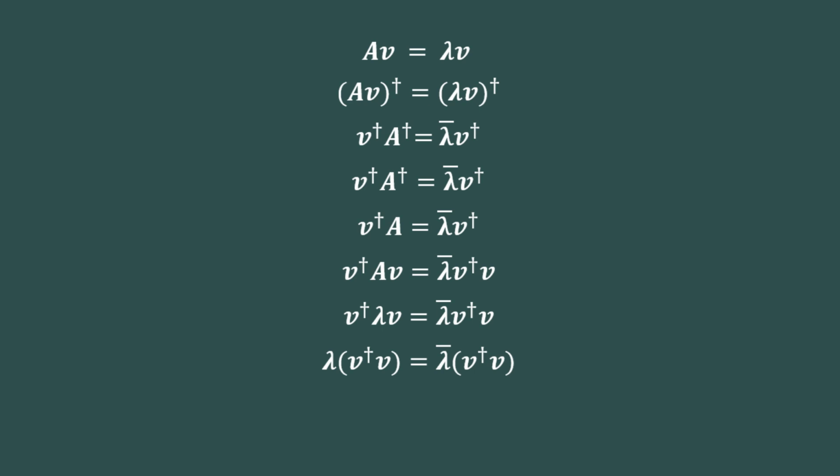Here's the key insight. The term, the conjugate transpose of v times v, is simply a scalar, representing the inner product of v with itself. This scalar is always real and positive since v is a non-zero eigenvector. So, we can safely divide both sides of the equation by this scalar, leaving us with λ equals the conjugate of λ. Finally, we arrive at our conclusion: λ is equal to its own complex conjugate. This means that λ must be a real number.